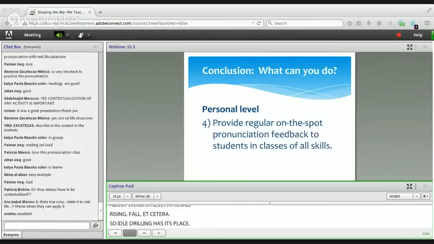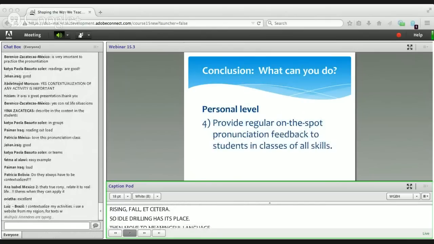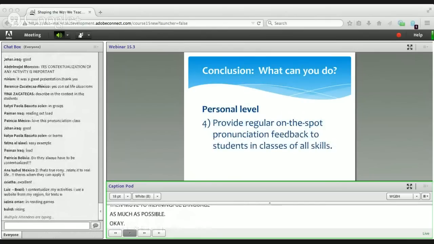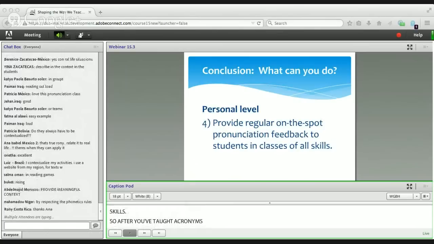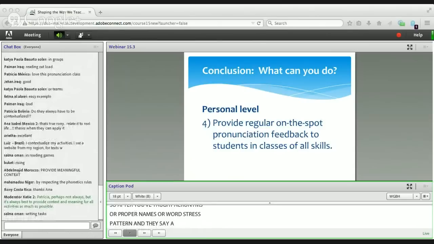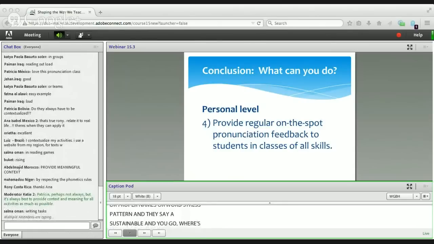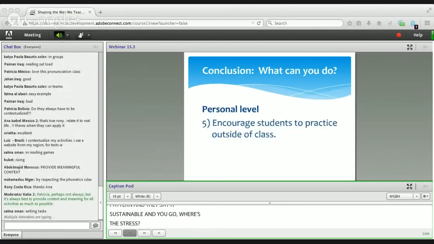Okay, and then on a personal level, provide regular on-the-spot pronunciation feedback to students in all classes of all skills. So after you've taught acronyms or proper names or word stress patterns, and they say "sustainable," you go, oh, is that "sustainable" or "sustainable"? And then give them feedback. Even if you didn't teach word stress for a few weeks, try to go back and give them feedback.